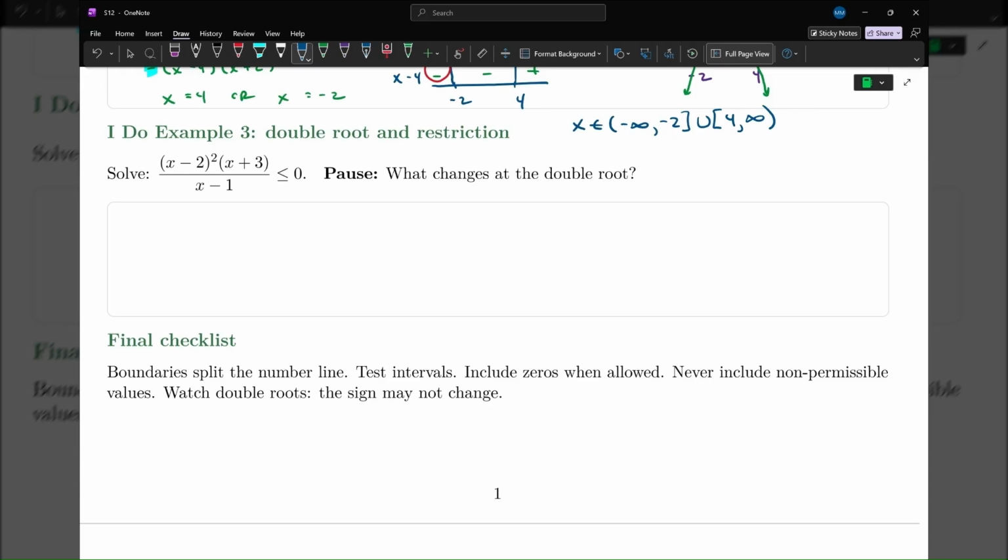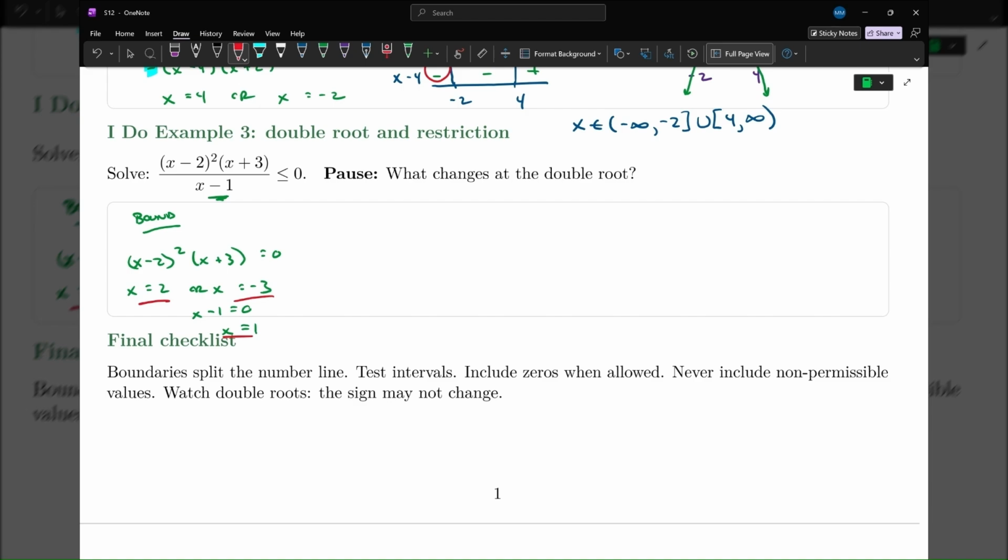So I know at my boundaries, what's going to happen? My boundaries are going to be, first of all, where does (x - 2)² times (x + 3) equal 0? Well, when x equals 2 or x equals -3. But I also have, this looks like an asymptote, so also x - 1 equals 0. So also x equals 1. So I have three numbers I'm leery of right now: 1, 2, and -3.